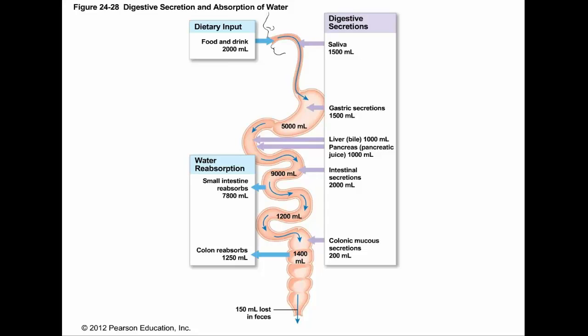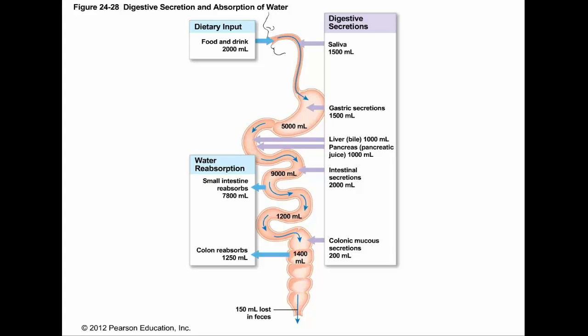So if we look a little more closely at water consumption, like we did a couple of lectures ago, we've got direct dietary input of about 2 litres. We've got salivary secretions of about 1.5 litres. We've got gastric secretions of about 1.5 litres, and that adds up to about 5 litres of fluid currently in the stomach that will be moving through.